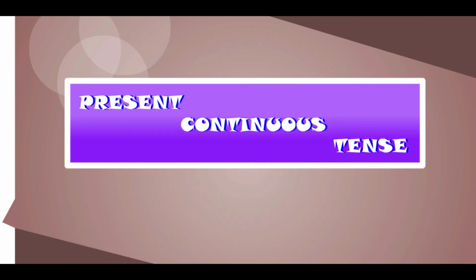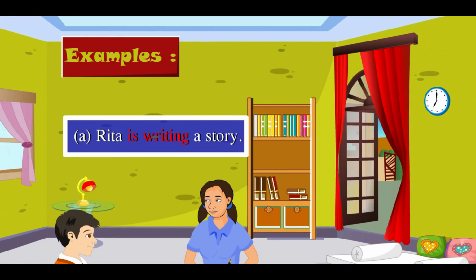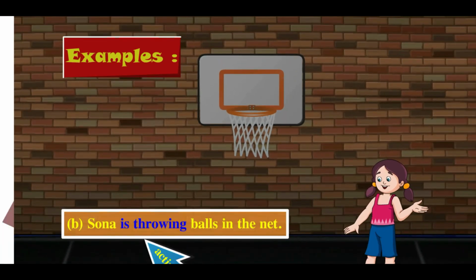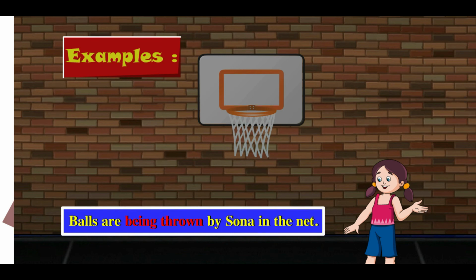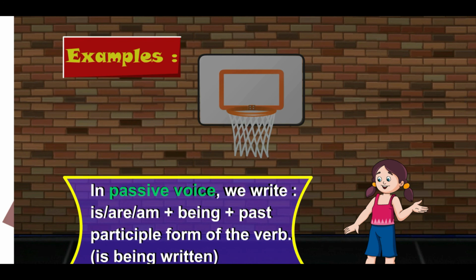Present continuous tense. Examples: Rita is writing a story, active voice. A story is being written by Rita, passive voice. Sona is throwing balls in the net, active voice. Balls are being thrown by Sona in the net, passive voice. In active voice, we write is, are, am plus the ing form of the verb: is writing. In passive voice, we write is, are, am plus being plus past participle form of the verb: is being written.